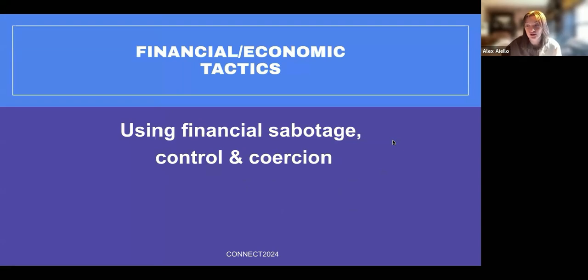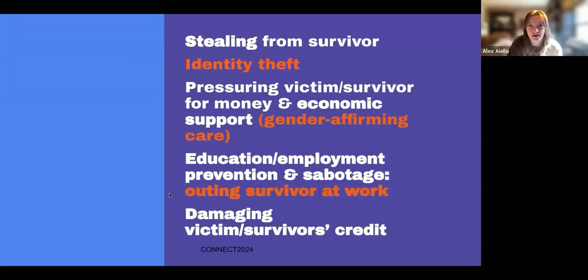Next, we have financial and economic tactics. This could be using financial sabotage, control, or coercion. What does that actually mean? Stealing from the survivor. That could be monetary, but it could also be possessions. Identity theft, and this could be more common in relationships where people are the same gender because it could be easier to steal their identity.